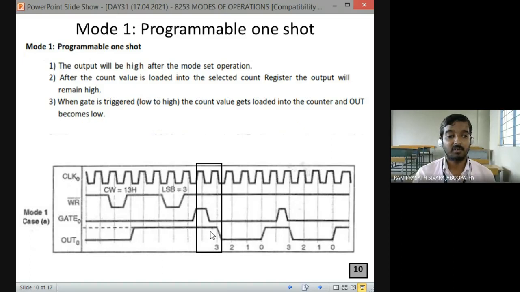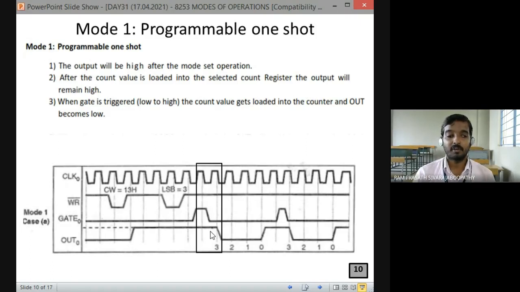ரெண்டு விஷயம் நீங்க கவனிக்கணும். When I am triggering the gate, two things are happening. என்ன நடக்குது? Count value load ஆகுது. அதே டைம்ல output என்ன ஆகுது? It becomes low. Is it clear to everyone? இங்க மோட் செட் பண்ண உடனே output high, count value போட்டாலும் output high, ஆனா count இன்னும் லோட் ஆகவே இல்லை. When is count getting loaded? When I am triggering the gate pin. When I am changing the gate pin from 0 to 1, the count value is getting loaded. At the same time, output becomes low.